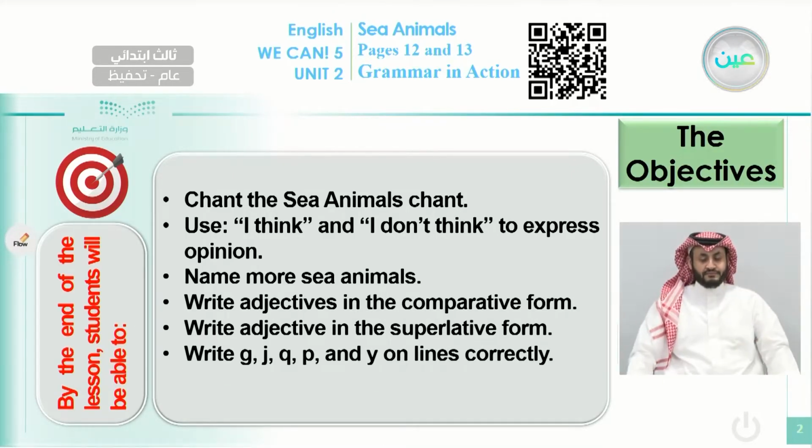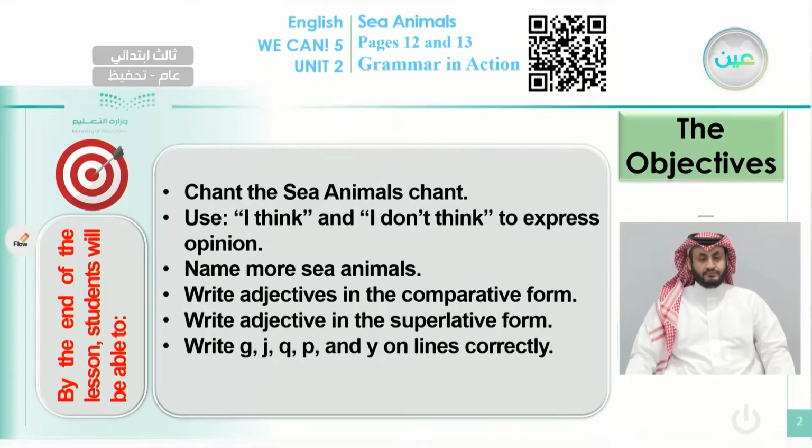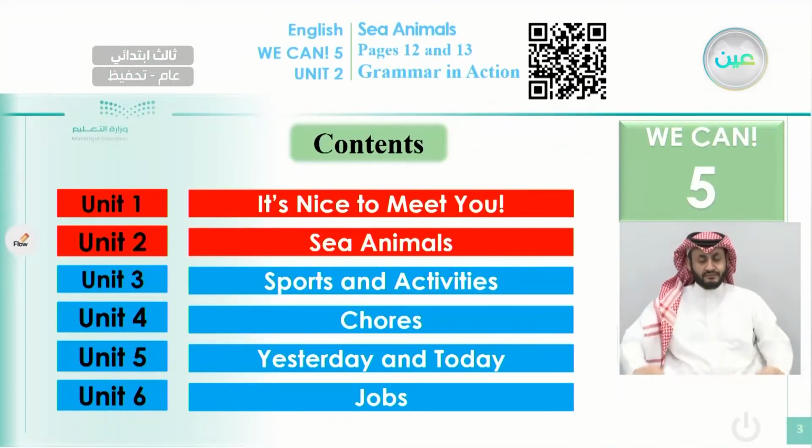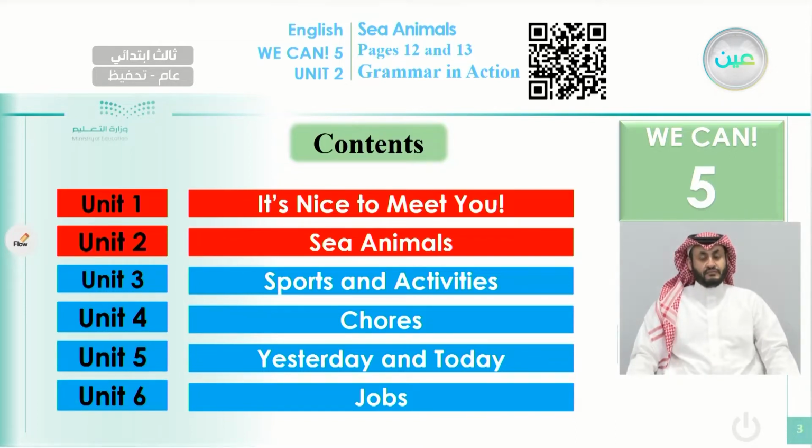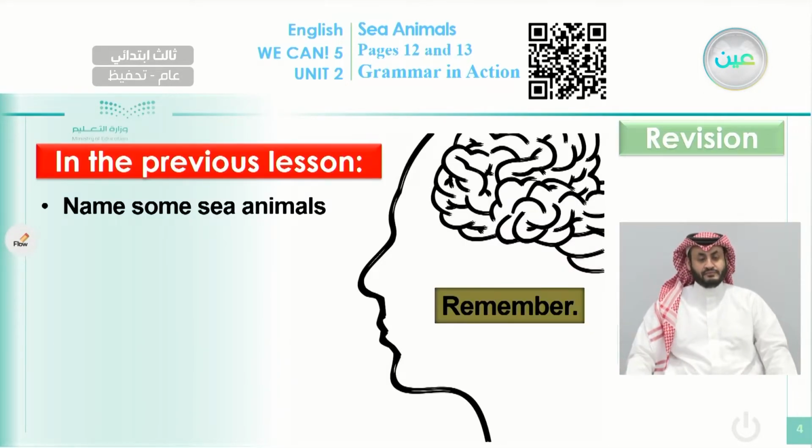And also at the end of the class, students will be able to write G, J, Q, P and Y on lines correctly. Okay, we are in unit 2. We started in the previous lesson, and now we continue on the same unit. The title of this unit is Sea Animals. Before we start, let's make a quick revision on the previous lesson we had. You remember in the previous lesson we introduced unit 2, Sea Animals, and we named some of these sea animals.